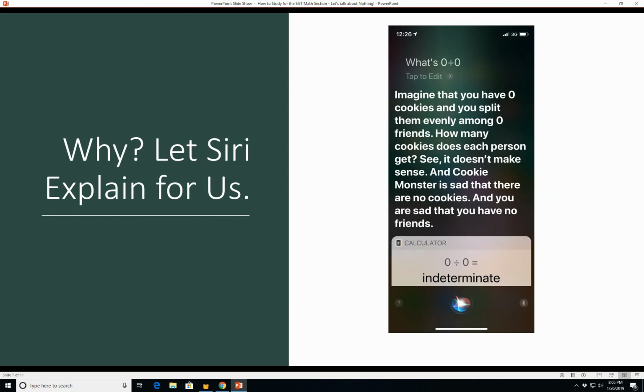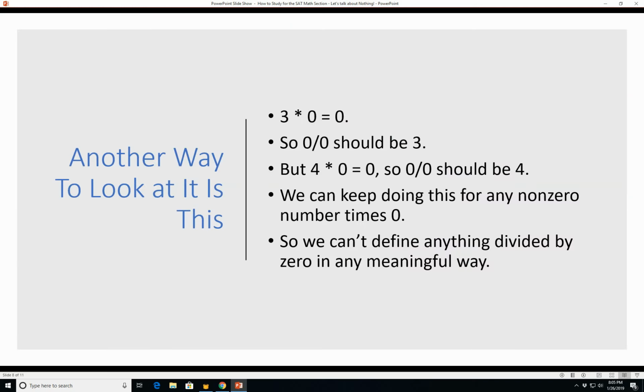Well, that was a little harsh, Siri, but thank you for your input. So there you go. It doesn't make sense because you're dividing something among 0 people, so how would you even divide that, for example? Another way to look at it is this way.